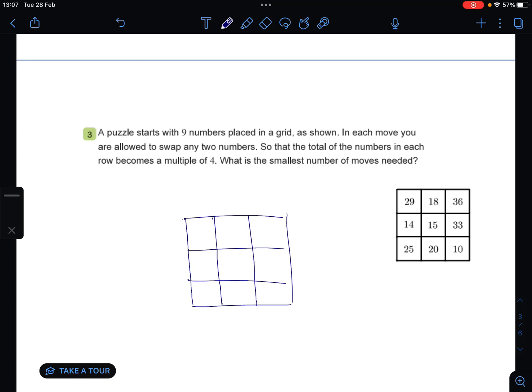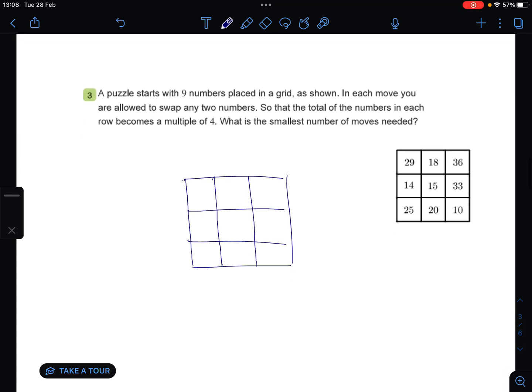Year 6, Lesson 5, Extensive Exercise, Question 3. A puzzle starts with 9 numbers placed in a grid, as shown. In each move, you're allowed to swap any 2 numbers, so that the total of the numbers in each row becomes a multiple of 4. What is the smallest number of moves needed?